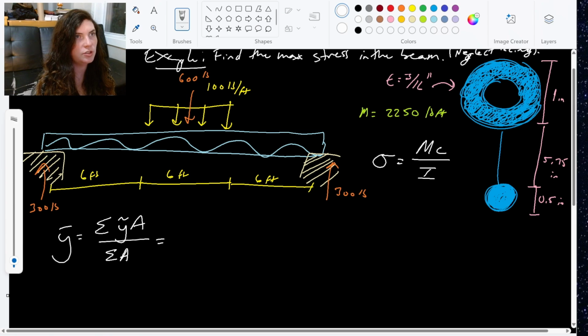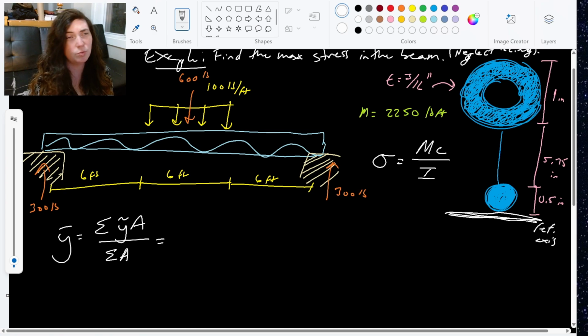So for the tube, I'm going to give myself a reference axis. I'm going to say I'm measuring everything from the bottom here. And then my centroid is relative to this bottom. So this is my reference axis. You can pick your own reference axis, but I would make it something that's easy to follow. Using the very bottom as a reference axis is pretty helpful. So I'm finding my centroid of each of these shapes relative to that reference axis.